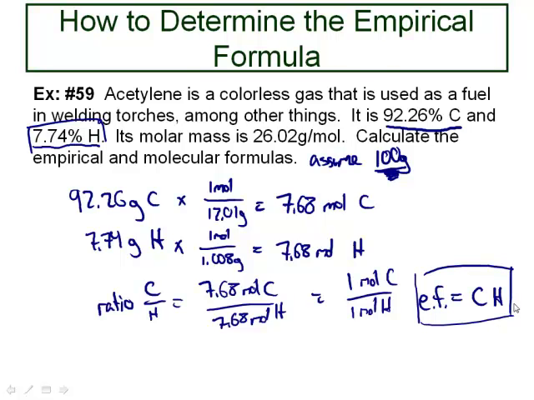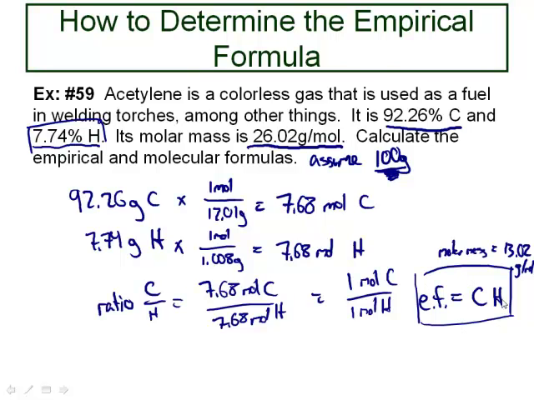Now, again, that just tells us the ratio. That does not tell us what 1 molecule of acetylene consists of. So the next step now is I'm going to find my molecular formula. To do that, we're going to use another piece of information that we're given. We're told the molar mass of acetylene is 26.02 grams per mole. If I look at my empirical formula here, the molar mass of this empirical formula is roughly 13.02 grams per mole.